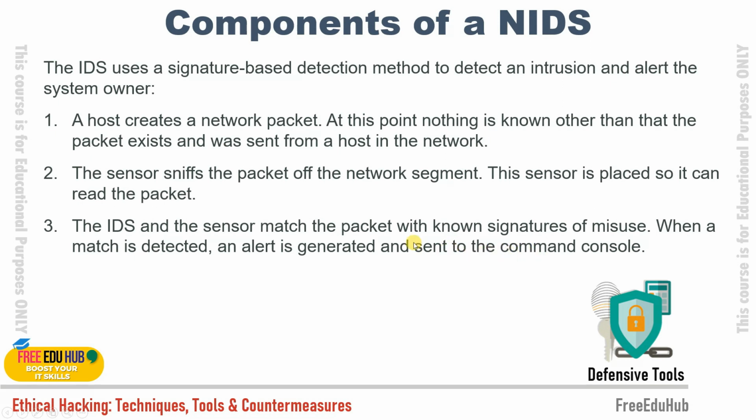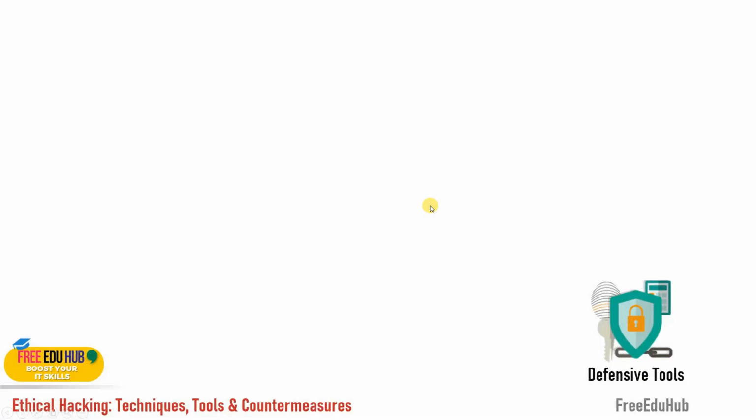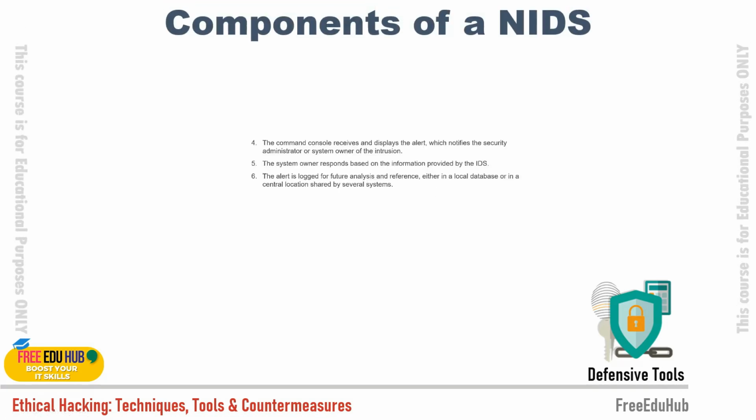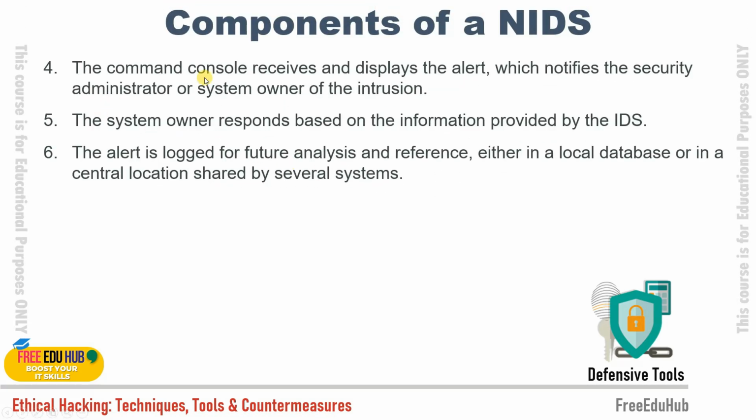So that's why it is looking for the signatures of the files. It's not looking at the name of the files or the size of the files. If it detects that it is matching a particular signature, it would notify the administrator that potentially a network attack is in progress. The command console receives and displays the alert, which notifies the security administrator or system owner of the intrusion. The system owner responds based on the information provided by the IDS. He'll have to check first whether an attack is actually taking place or it's a false alarm.